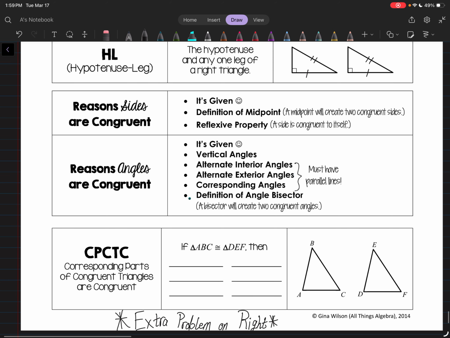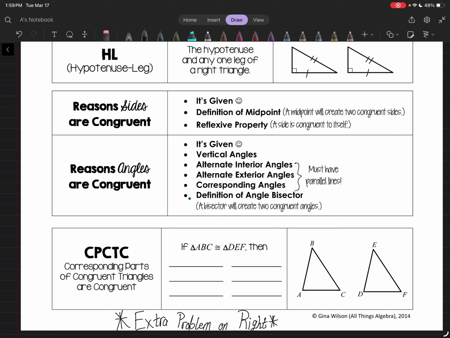The reason the sides are congruent will be either because it's given, it is the definition of the midpoint, or due to the reflexive property. What that simply says is, if I have triangle ABC, BC is equal to BC. Okay, it's itself. That's that last one.